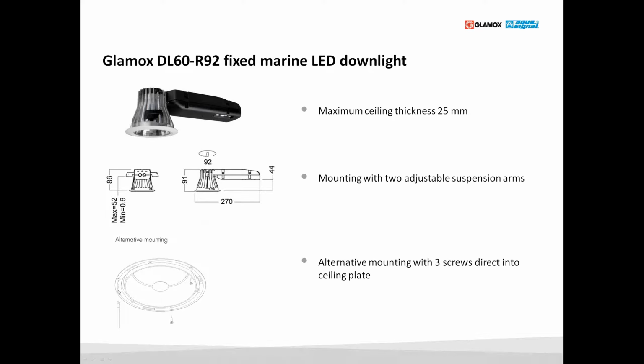You see here, this is one of our downlights. You can place 3 screws up in the ceiling and you can fix it to the ceiling plates. That's an alternative suspension system we have also. You don't need to use it, but that's an alternative if you don't want to have these suspension arms.